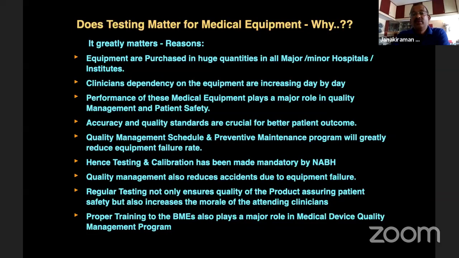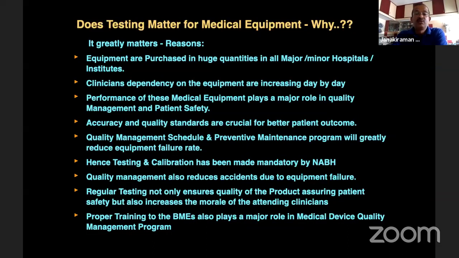With a preventive maintenance program, you can always catch an equipment before its failure. Otherwise, it is going to fail on a patient. And when you do a quality maintenance program, the equipment failure rate reduces. Hence, testing and calibration has been made mandatory by NABH, the National Accreditation Board for Hospitals. Every year they come for auditing. They see that each and every equipment is tested and calibrated with a certificate.